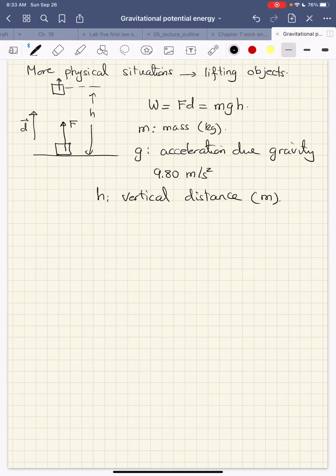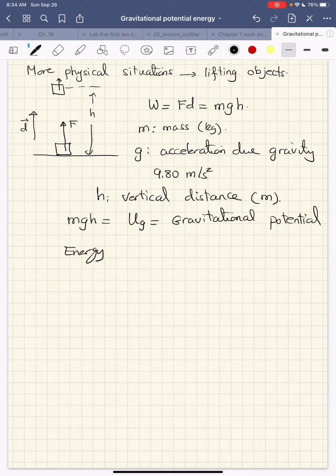And we call mgh, which I'm going to denote U_g, the gravitational potential energy. It depends on the mass, it depends on g, and it depends on h. In a certain case the mass is the same and g is the same, so it will change with the vertical distance.